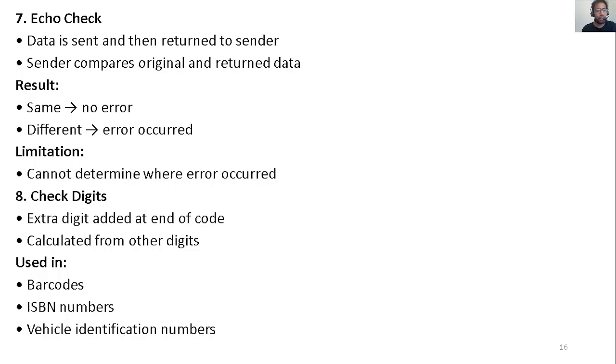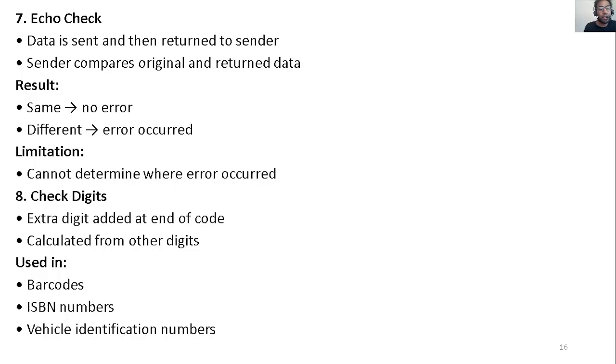Now echo check, let's repeat it. Data is sent, then returned to the sender. Sender compares the original data and the returned data. If they are the same, then no error. If they are different, then obviously there is an error. Limitation: we cannot determine where the error occurred. We cannot find the exact position of the error in echo check.